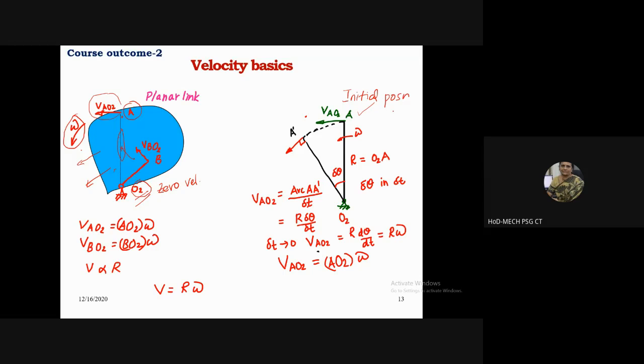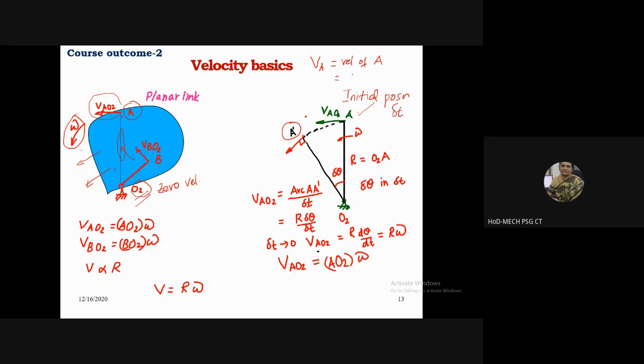After some time, that means after a time interval of delta t, the body is rotating counterclockwise. So A would be occupying a new position, which I am calling A dash. This is the new position of point A. The distance between A and O2 and the distance between A dash and O2 will remain the same because it's the same point that we are considering at two different instants of time. Now we would like to find out the absolute velocity of A. This is called the velocity of A.